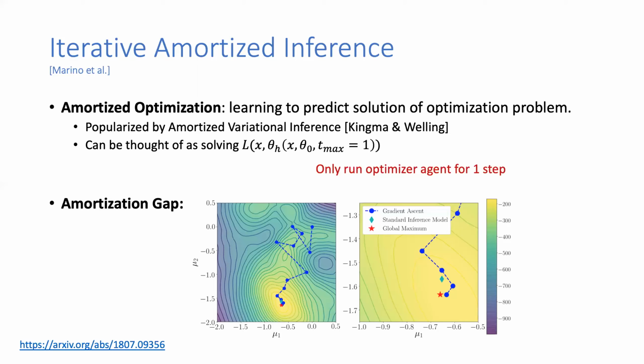The red star is the global maximum. And the turquoise diamond is the prediction of an amortized model that learned to predict the solution in one shot. It does pretty well, but you see that there's a gap, and gradient descent ultimately does better, but it takes longer. So there's a gap, if you will, there.